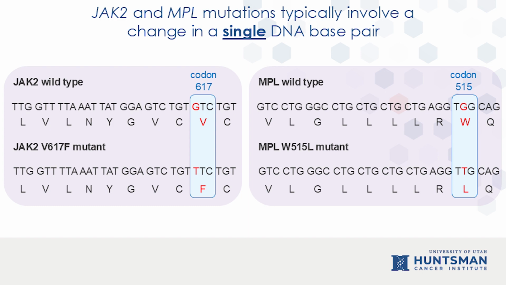And MPL is similar. MPL is a receptor that lives on the cell surface. So its regulation is a little bit more complicated than JAK2, but it's a similar mechanism. If you look here, TGG, which is a W, and that middle G gets switched to a T and it becomes an L. So this is at codon 515. This is MPL W515L. There's also MPL W515K, but a similar mechanism where it's just one base pair change. And it causes that protein to always be on.